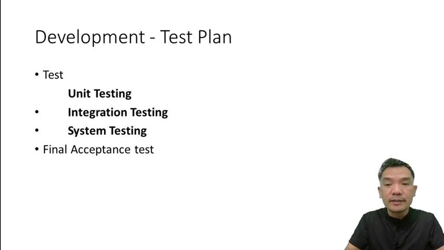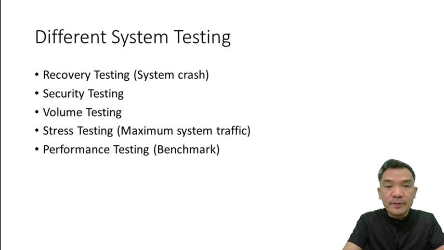So we look at how the unit testing will be conducted. Unit testing will focus on the individual programs that you will be doing, while integration testing will be combining two modules that are connected. If they are working together as two different modules, you have to test whether they are compatible and working together. And system testing is actually the overall testing of the system, and we have a list of system tests that we need to look at before doing the final acceptance test.